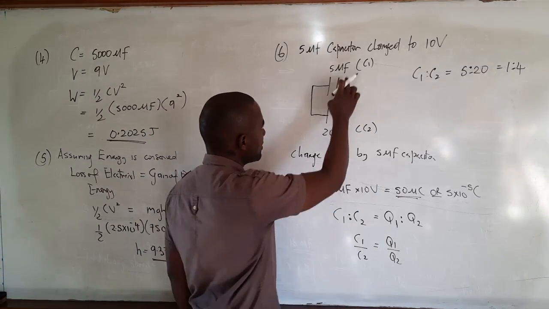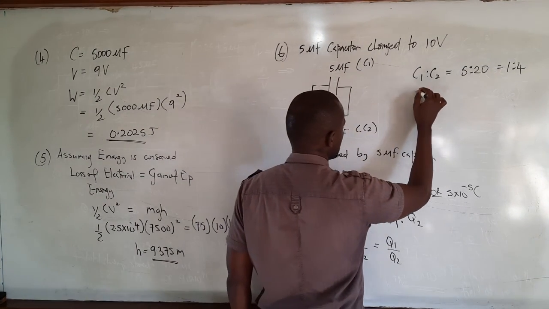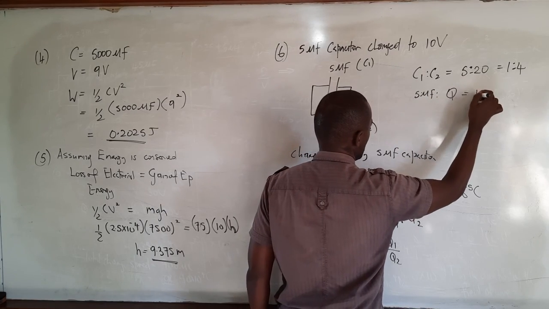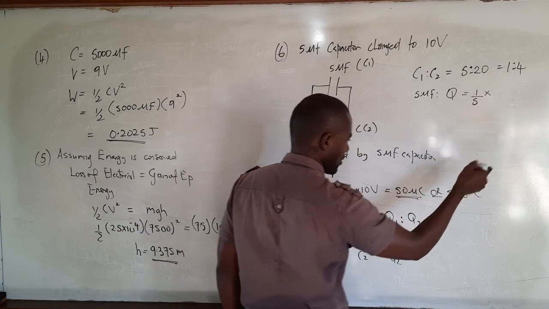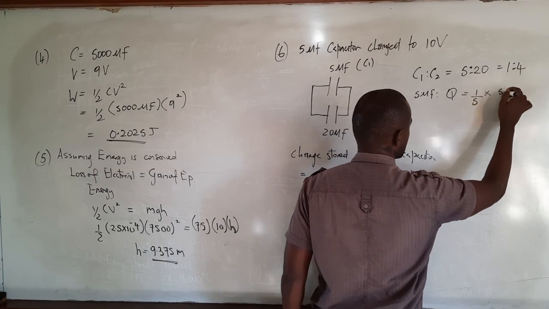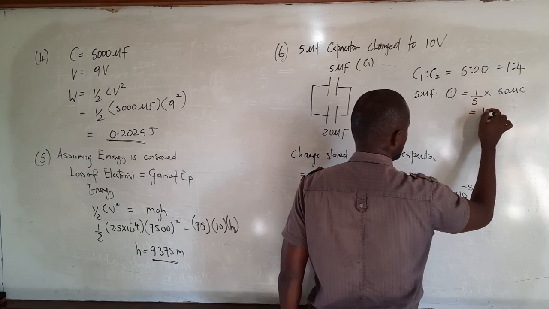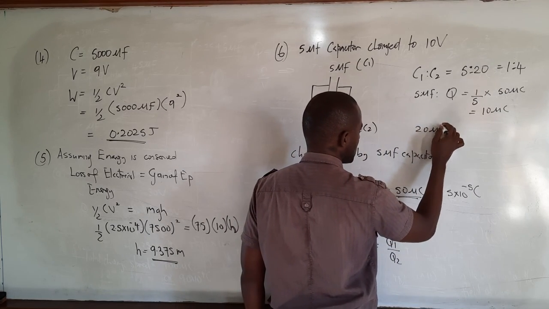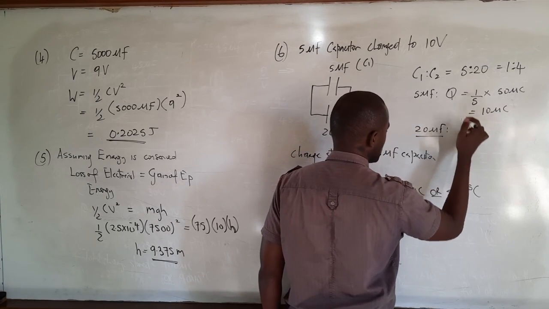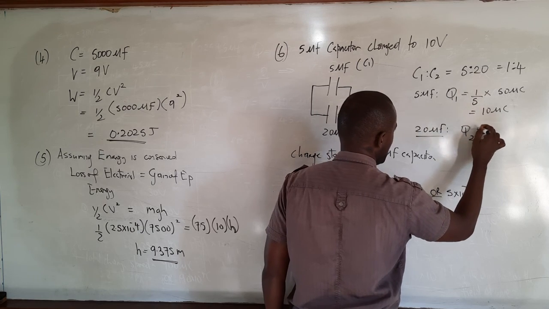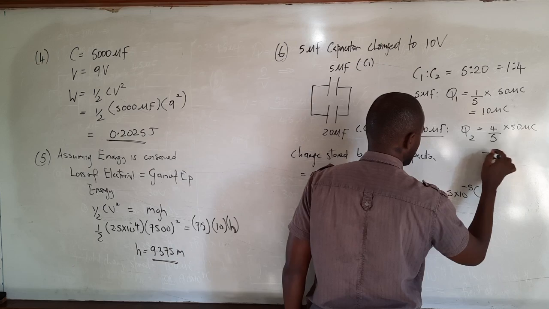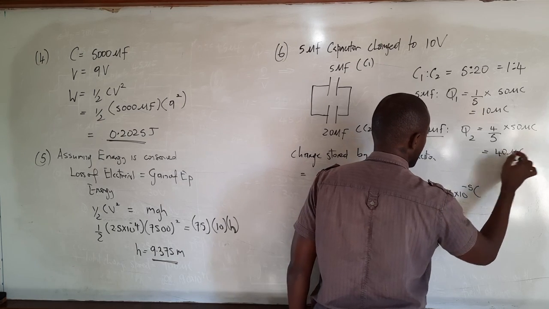So therefore, this means that for the 5 microfarad capacitor, the charge stored is equal to 1/5 of 50 microcoulombs, which gives us 10 microcoulombs. And for the 20 microfarad capacitor, the charge stored, let's call it Q2, will be equal to 4/5 of the total charge stored, which gives us 40 microcoulombs.